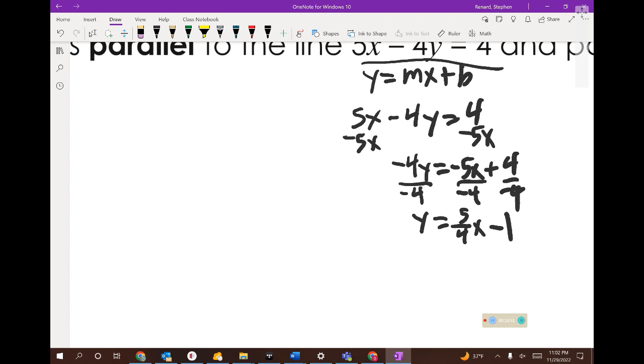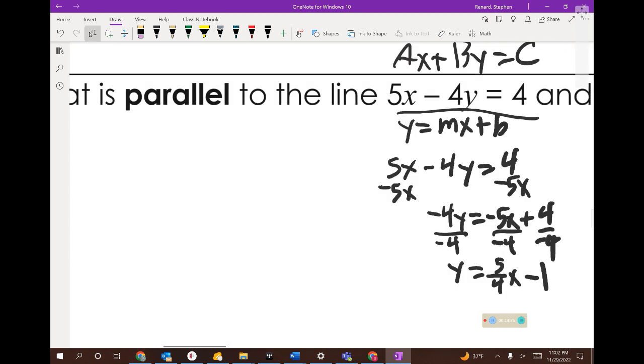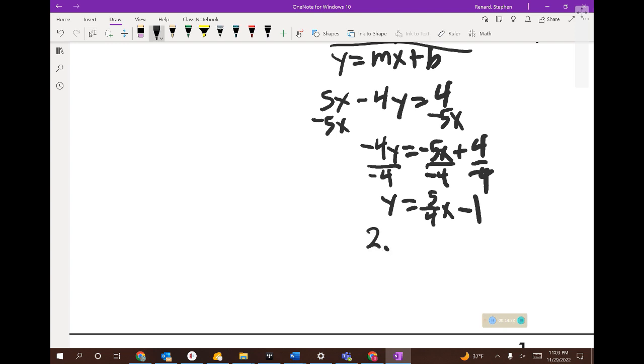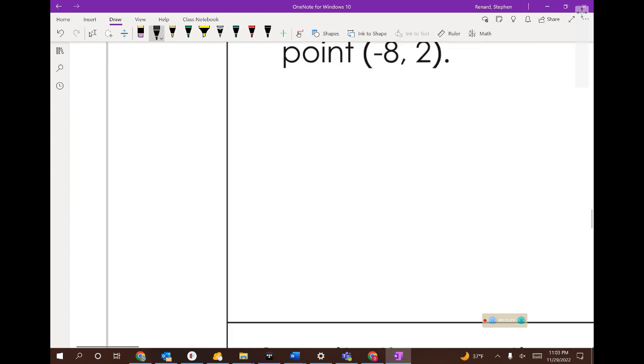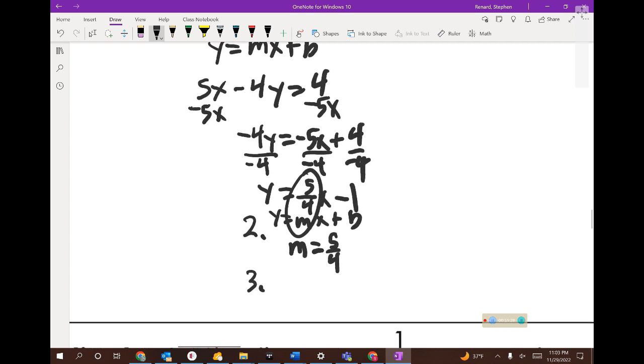So, step 1, put it in slope-intercept form. Step 2, identify the slope. Remember, this is y equals mx plus b, where m is the slope. So now the slope of the given line is 5/4. Step 3, identify the slope of our new line. We're looking for a new line that is parallel to this line and goes through the point -8, 2. So remember, parallel lines, same slope. So we're just going to copy that slope.